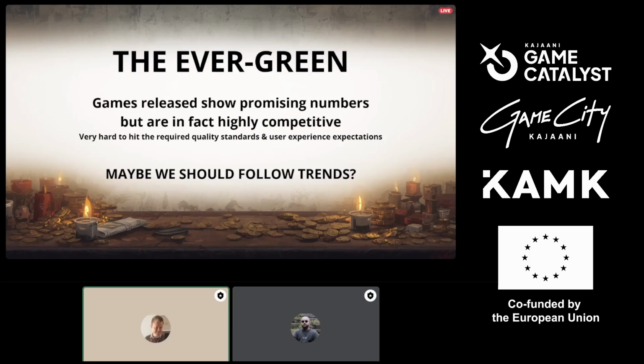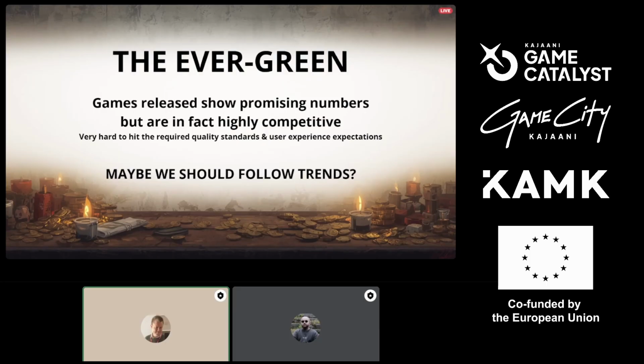But if you dig deeper, you start to understand that the quality level in these games is very high, which also means that the user expectations in that genre are very high. So if you're building an evergreen game, you are most likely fighting in the red ocean, with games that are made over years and years with a big team and have a very high quality level. And the other option is that you follow trends.